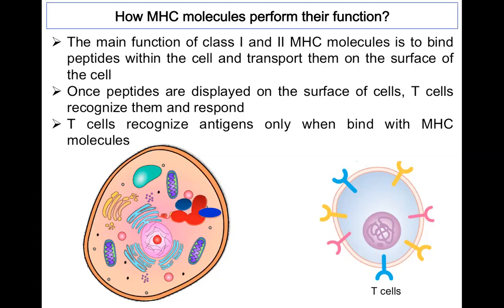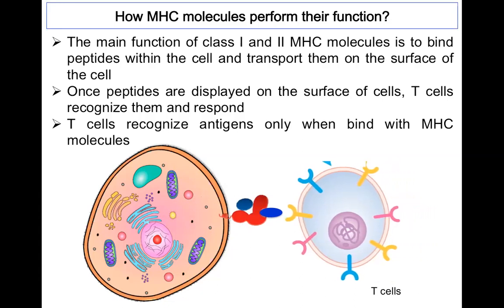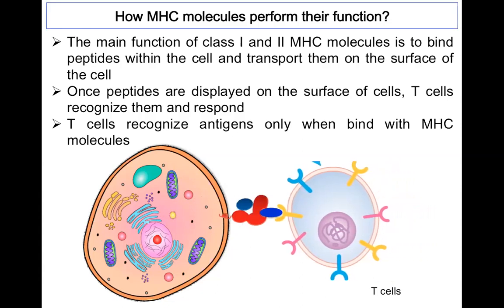The main function of class 1 and class 2 MHC molecules is to bind the peptide within the cell and transport it to the surface of the cells. Once peptides are displayed on the surface of cells, T cells recognize them and respond. As you can see in this animation, when these cells go up, then T cells can recognize. So it means a T cell recognizes the antigen only when bound with the MHC molecules.